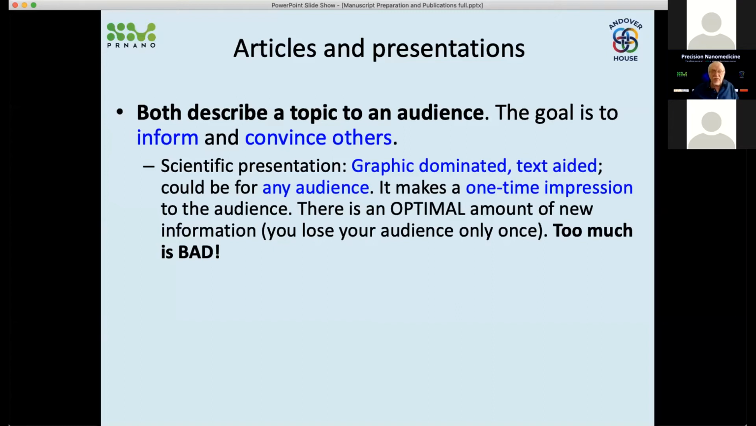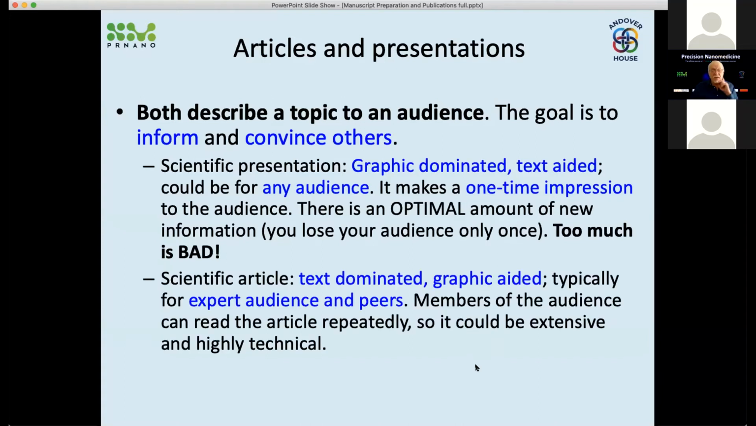But what is important is that a presentation makes a one-time impression on the audience, and this one-time impression is about you. Most of the time, it's not only about the topic; it is primarily you. And I have to emphasize another thing: there's an optimal amount of new information. Too much information is bad, and too little is not valuable. So it also requires some additional training and knowledge. And you can lose your audience only once during your presentation.